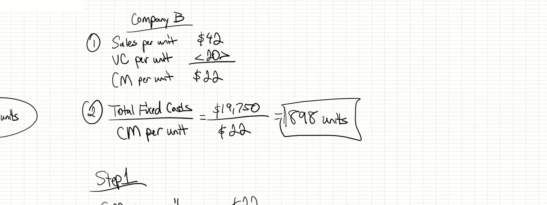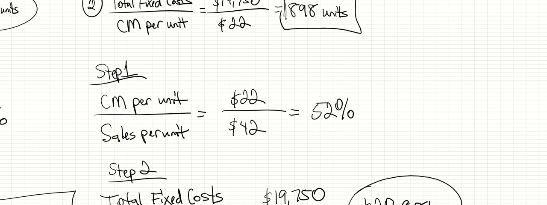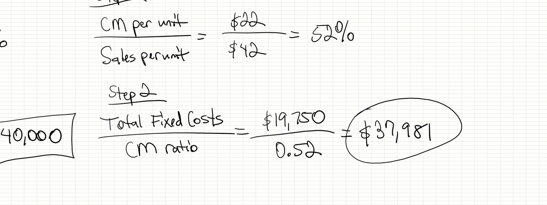For company B, in order for them to break even in units, they have to sell 898 units in order for them to cover their total fixed costs. Break even in dollar sales, they have to generate total sales of $37,981.